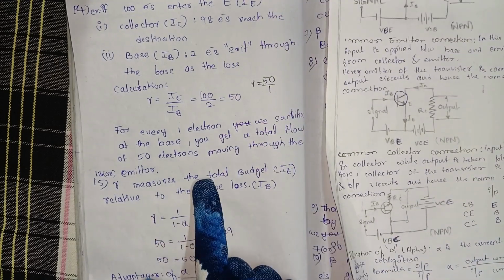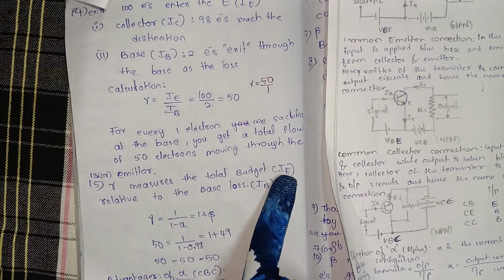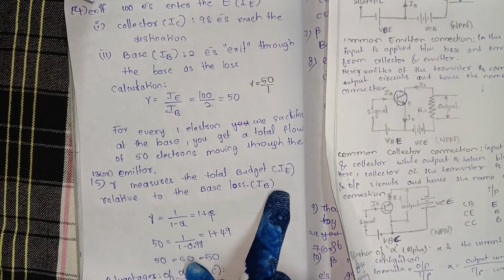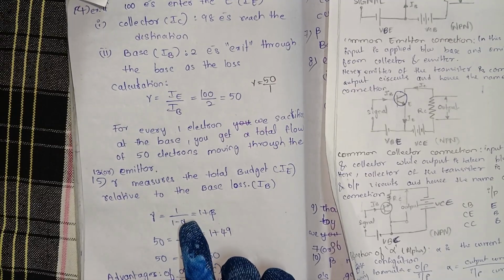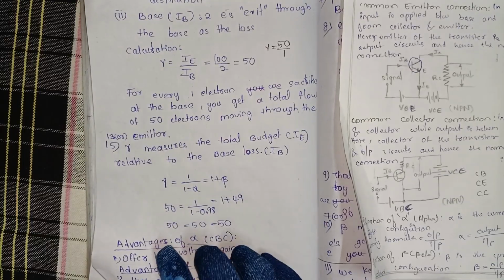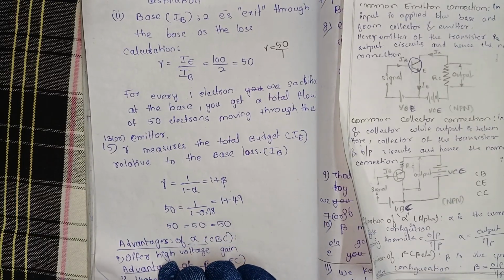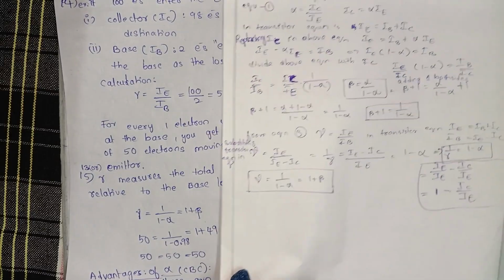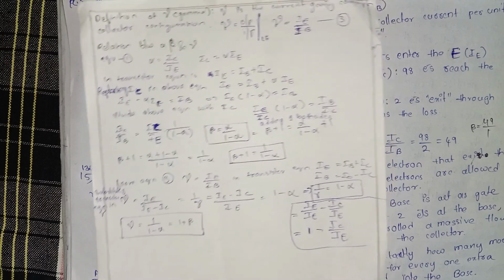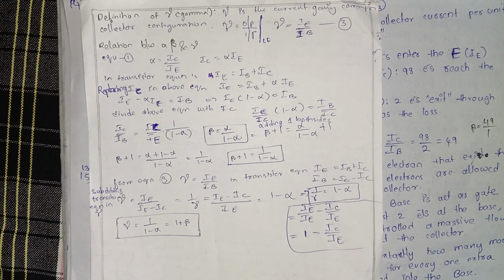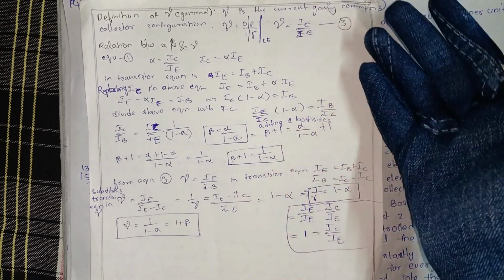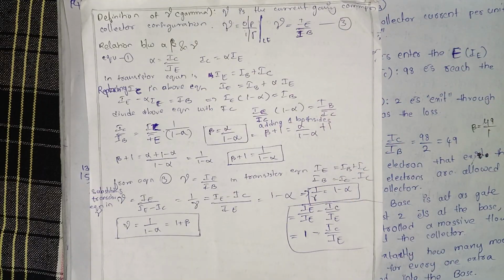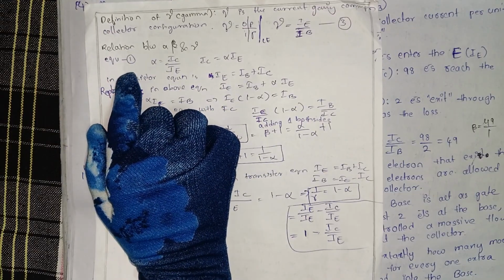Then gamma measures the total budget of electrons, meaning emitter current, relative to the base loss, which is IB, the base current. Then we will see first what is the relationship between alpha, beta and gamma. So here the relation between alpha, beta and gamma is derived from the above definitions, meaning equations 1, 2 and 3.